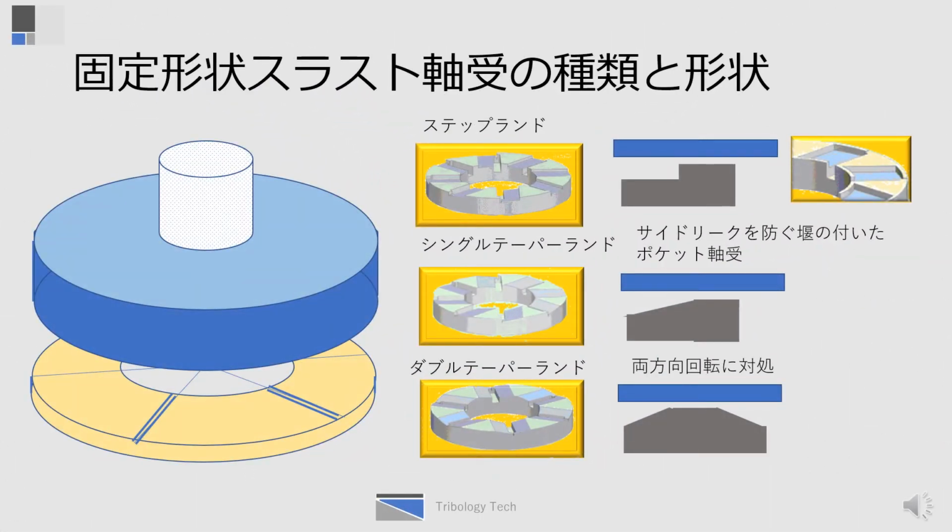Types and shapes of fixed profile thrust bearings. Stepped land. Stepped land added with oil grooves to prevent side leakage is called a pocket bearing. Single tapered land. Double tapered land copes with bidirectional rotation.